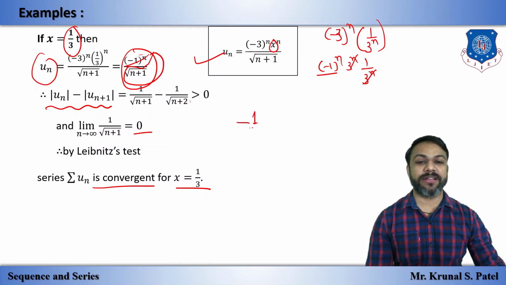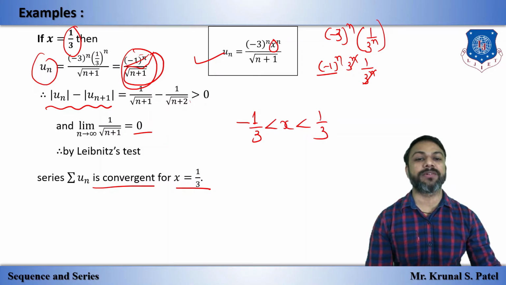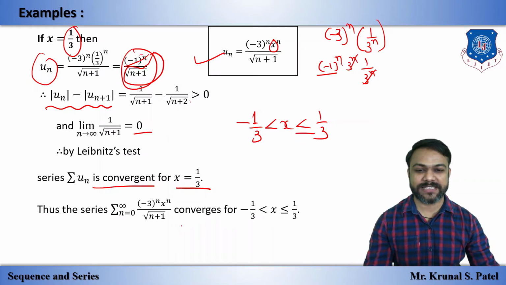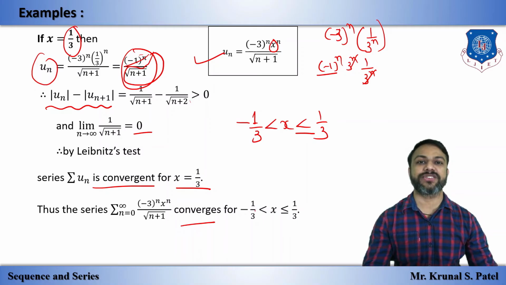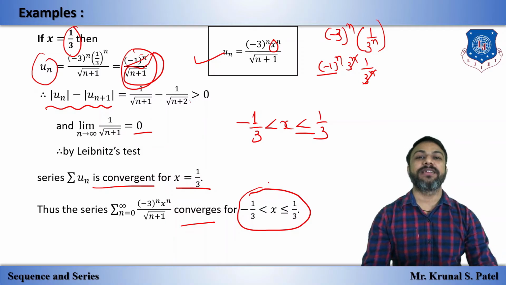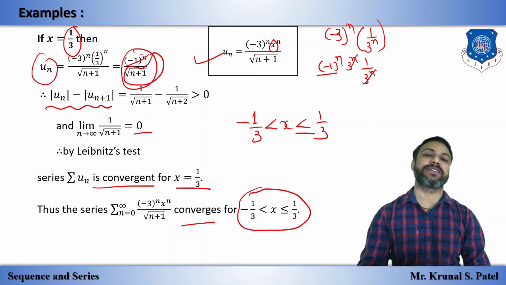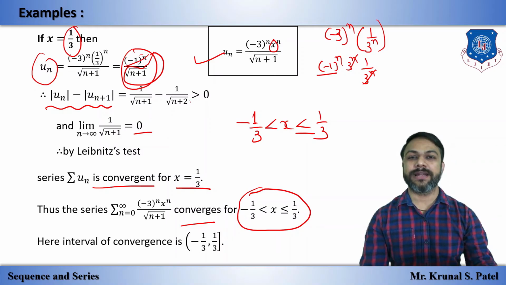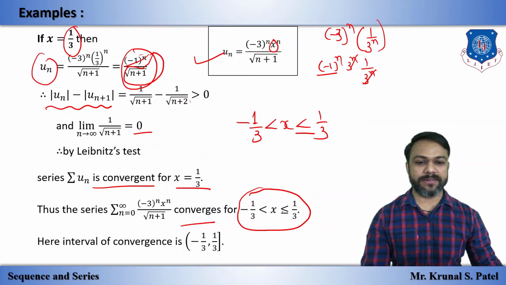So we have this interval, and for minus 1 by 3 it is divergent, so no equal to, but for 1 by 3 it is convergent, so equal to here. So the final answer is that the given series is convergent for this interval. Other than this interval, the given series is divergent. Okay, so let's have a look at the next example. And this interval is written as this.